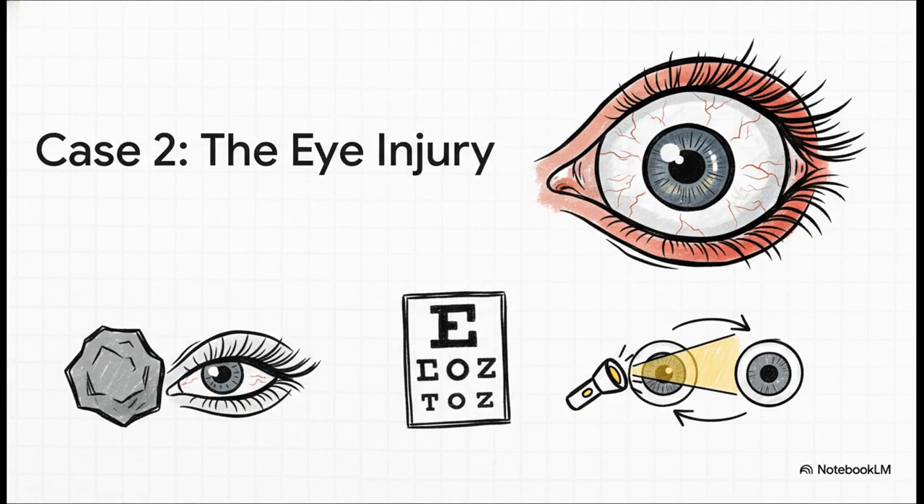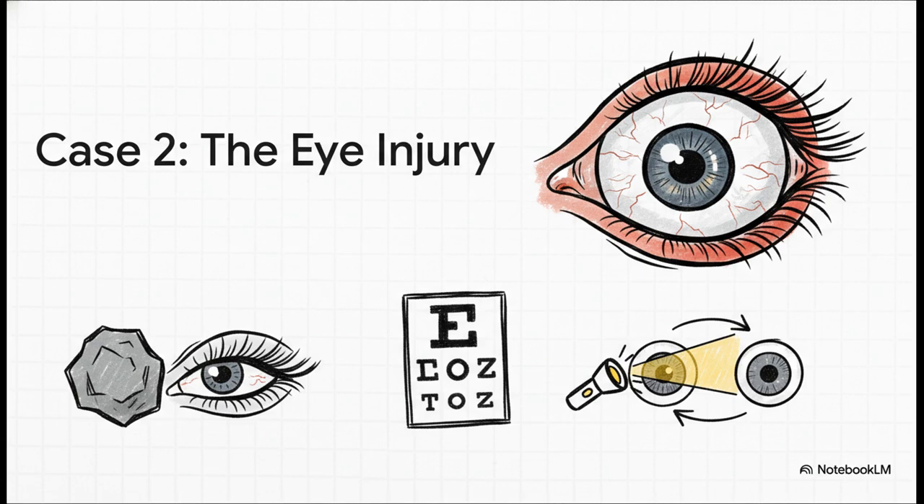Period. Okay, case 2. A teenager comes into the ER after some kind of eye injury. They are in a ton of pain, and their eye is actually bulging out. We call that proptosis. When you feel the eyelid, it is rock hard to the touch. Their vision, it's going down fast. You do a quick swinging flashlight test, and boom, you see a relative afferent pupillary defect, an RAPD. That means the pupil just isn't constricting to light like it should.